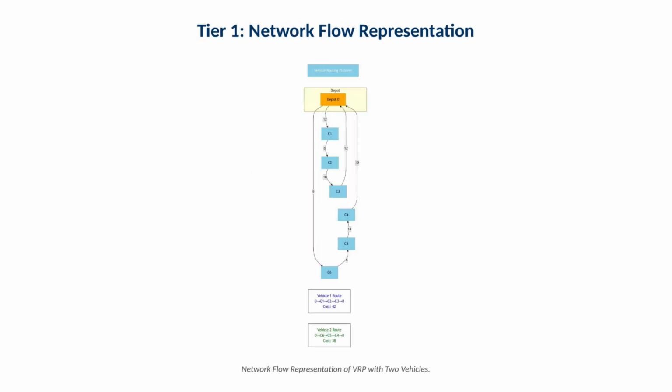The figure visualizes the network flow representation of the vehicle routing problem for a small instance with 2 vehicles. It helps you see how the depot connects to customers and how each vehicle selects a sequence of arcs that forms a route. This kind of visualization is useful when debugging formulations and validating whether constraints are doing what you intended.